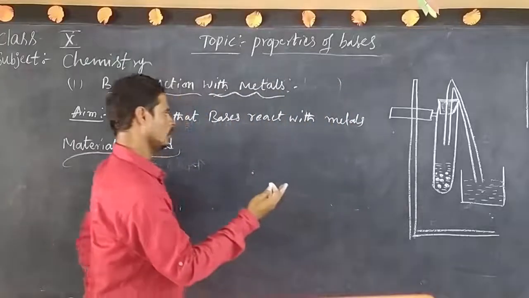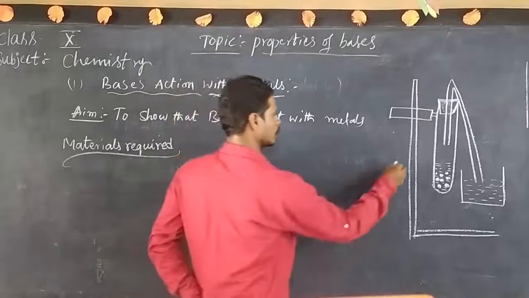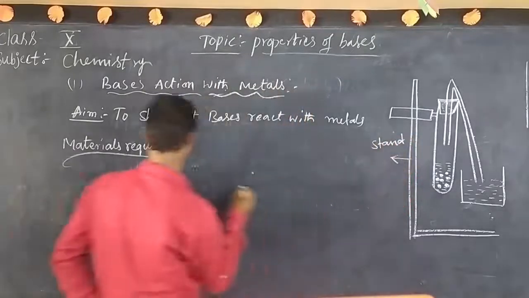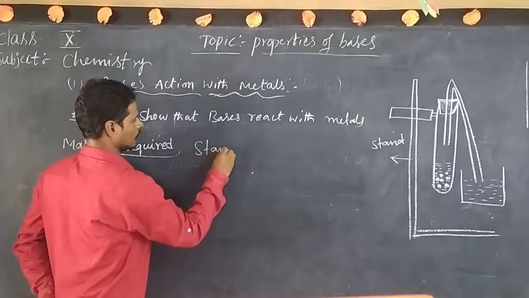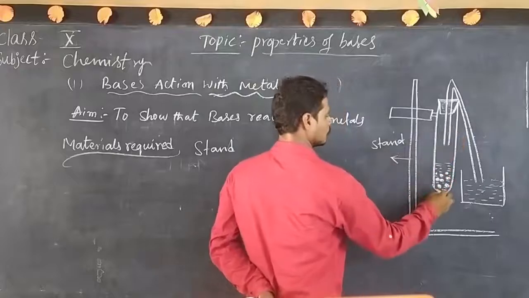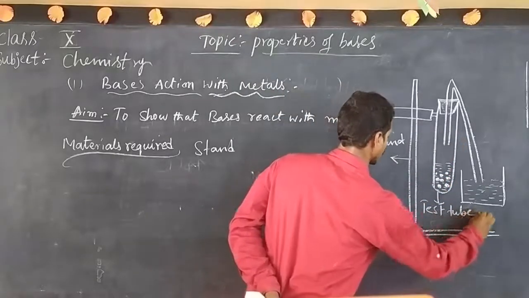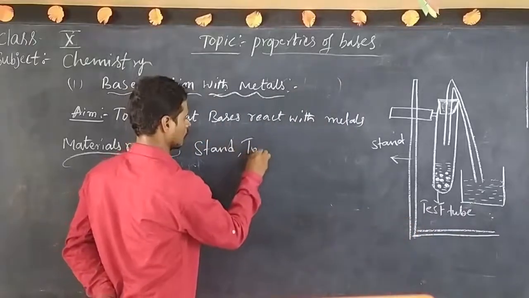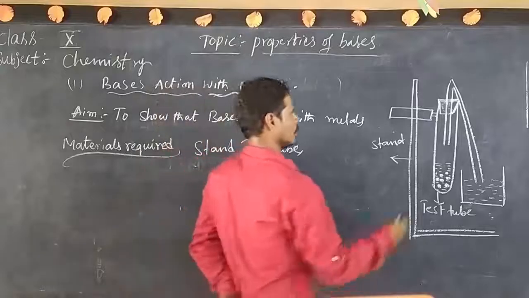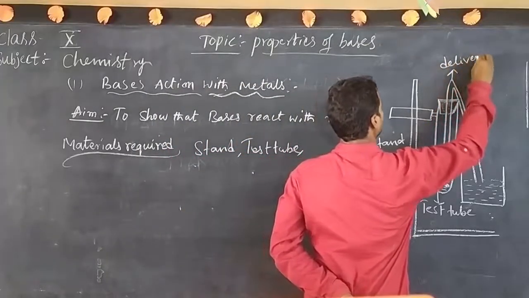Now, the first one: the materials required. First one is the stand. Number 2, test tube. This one is the delivery tube.